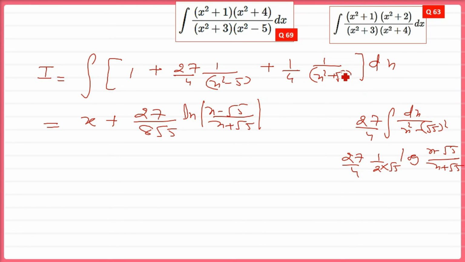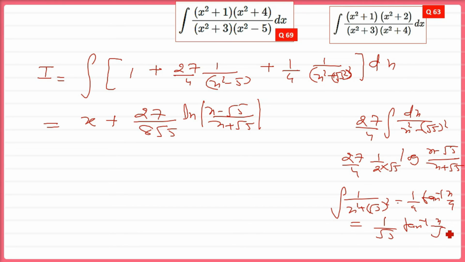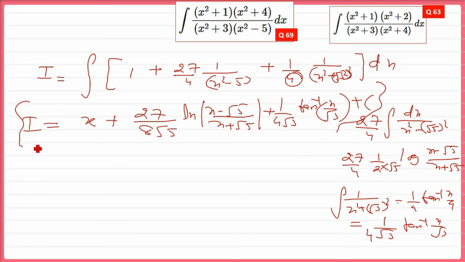For the final term, we'll use 1 by x square plus a square. So integration of 1 by x square plus a square we are going to use. For that, root 3 square will come. So 1 by a tan inverse x by a. What is a? a is root 3. 1 by root 3 tan inverse x by root 3. 4 is already there, so 1 by 4 root 3. So you can write this term as 1 by 4 root 3 and then tan inverse x by root 3 plus a constant of integration. This whole is the final integration.